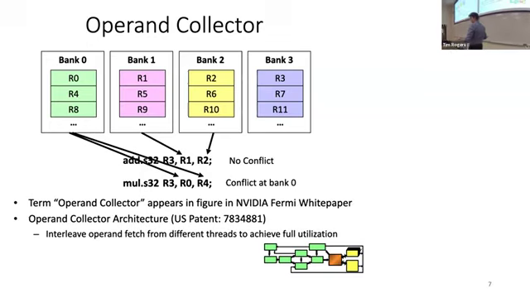But this makes the compiler's job harder because now there's this extra constraint and it's going to have some extra moves to move things around to account for the conflict.